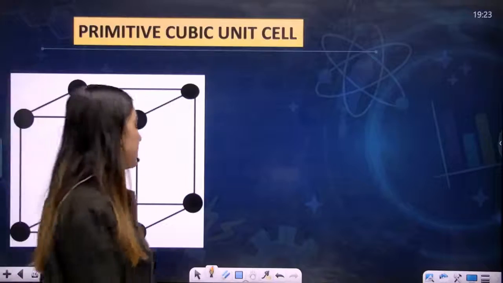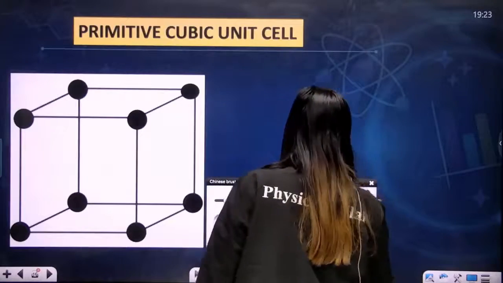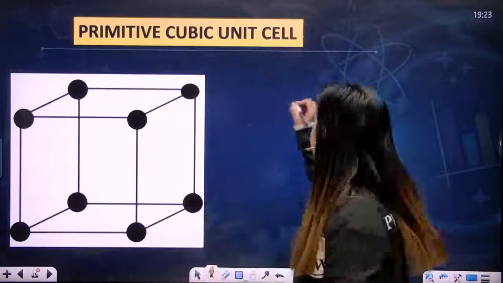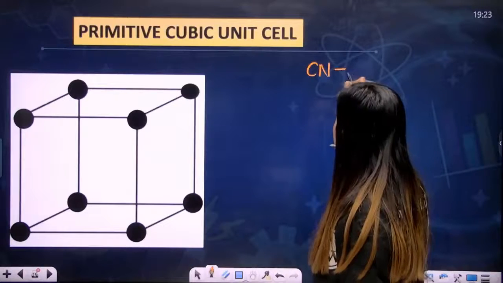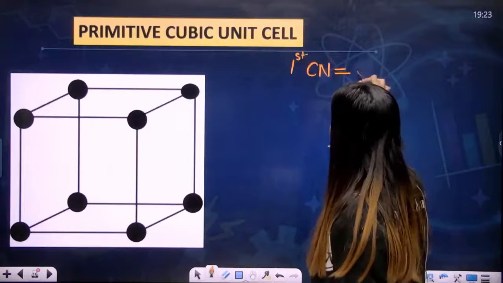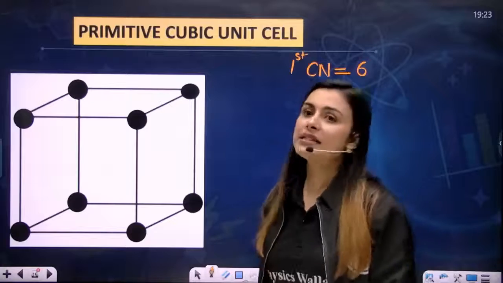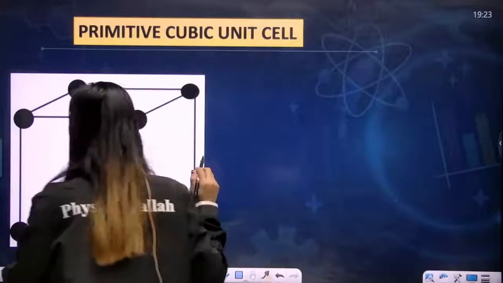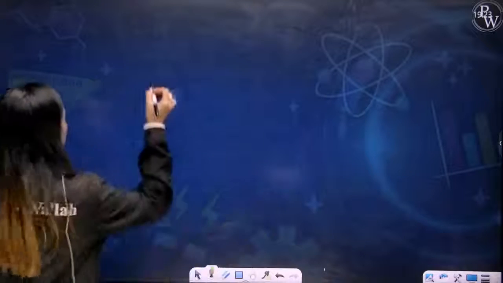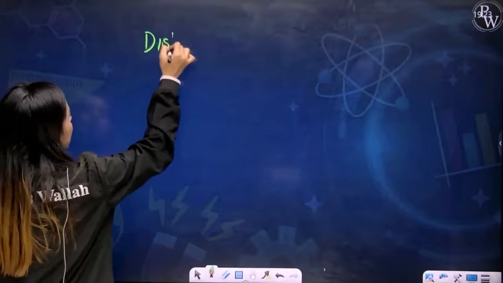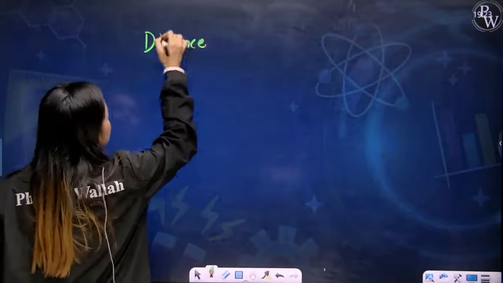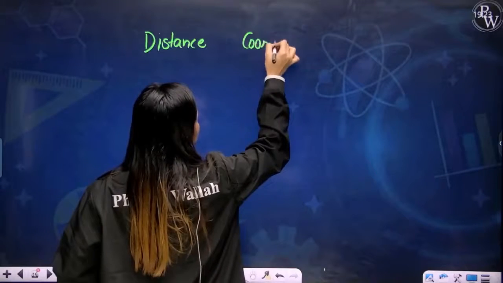Let's talk about a primitive unit cell. In a primitive unit cell, we initially calculated the coordination number, and the first coordination number came out to be 6. Now you'll just see the trick. I'll just write the trick first and then I'll make you explain. Okay, so you write here distance and then here write the coordination number.